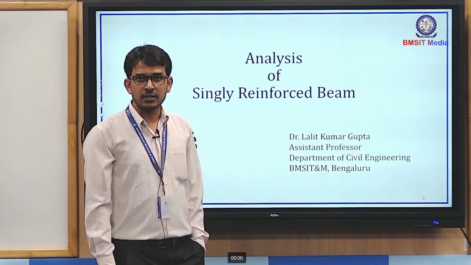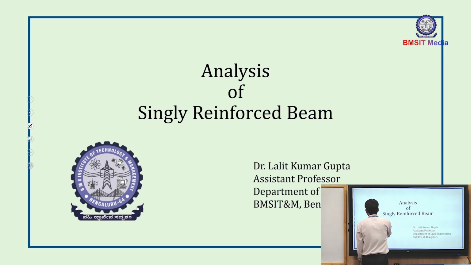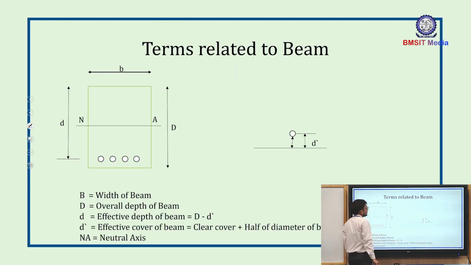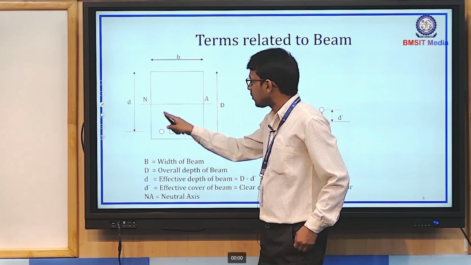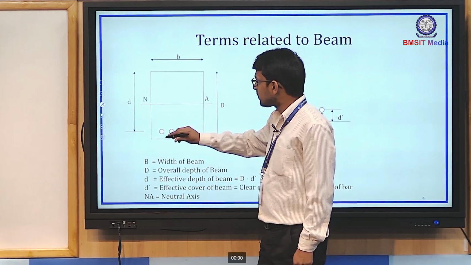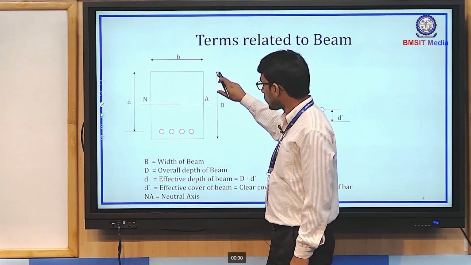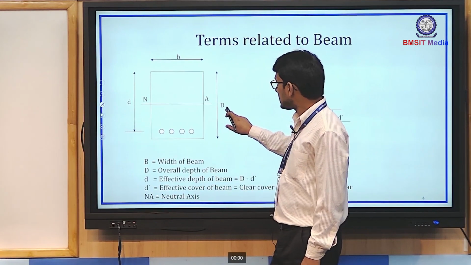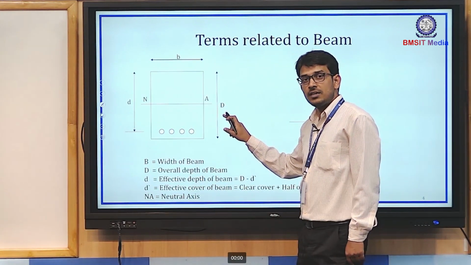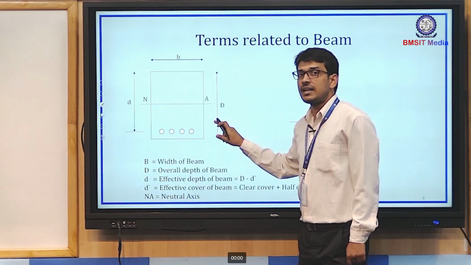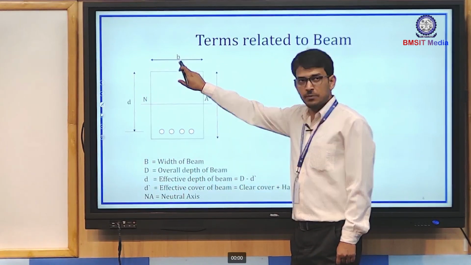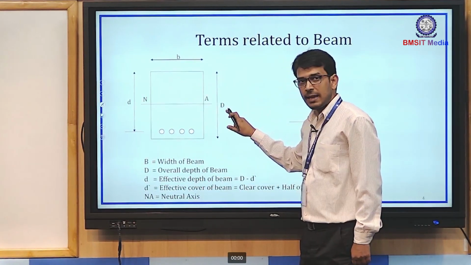Before going into that topic, you should know the technical terms related to the beam. You can see these technical terms. Consider this as the cross section of a beam. In this cross section, the width of the beam is small b, and the total depth of the beam is capital D. Capital D is known as the overall depth of the beam, and small b is the width of the beam.